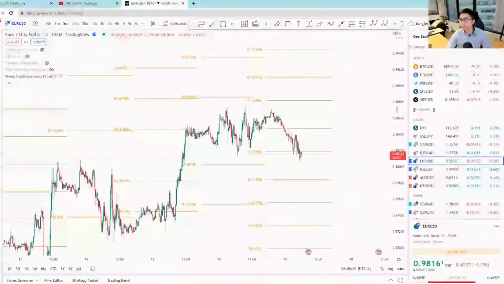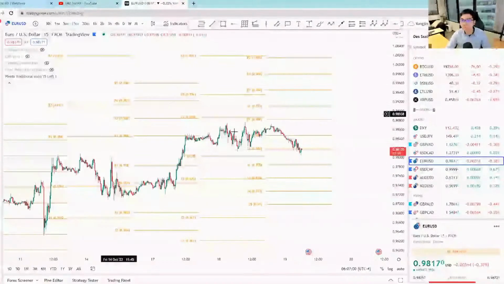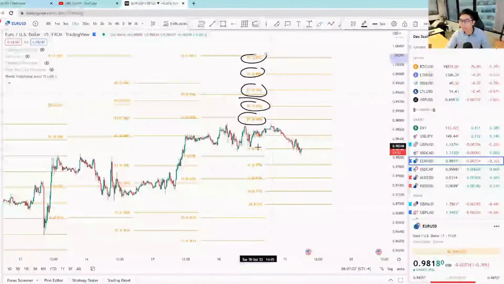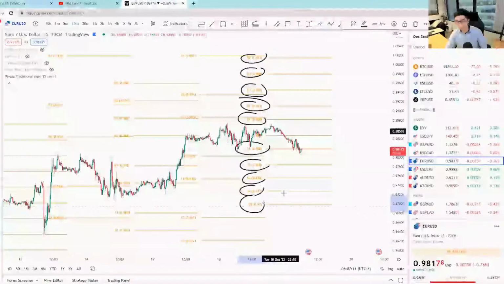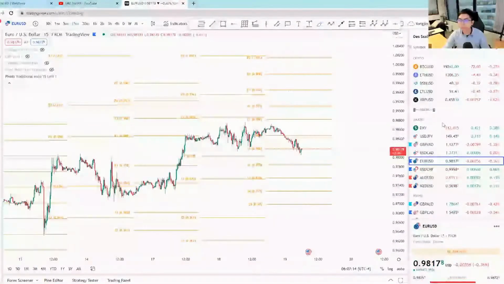Okay, the traditional pivots actually look very confusing. There are multiple resistance levels: resistance 1, 2, 3, 4, 5. Support 1, 2, 3, 4, 5. So in a way, it's very, very similar to how a Fibonacci works.